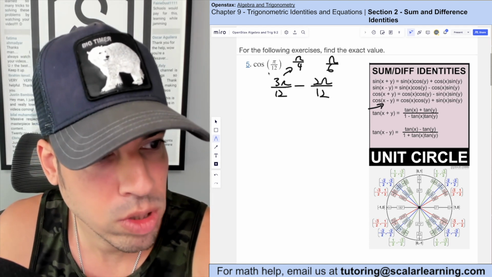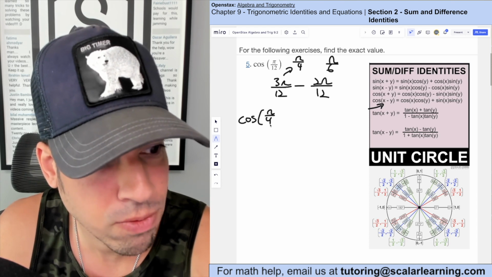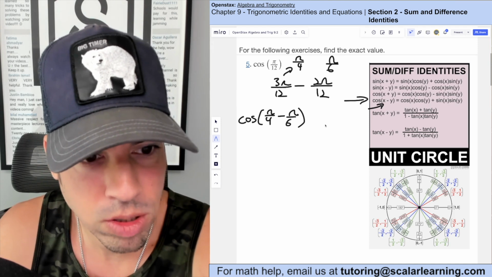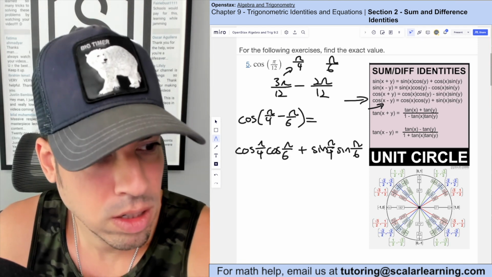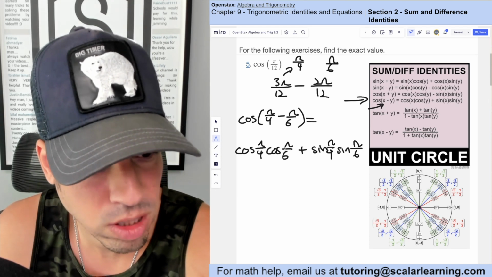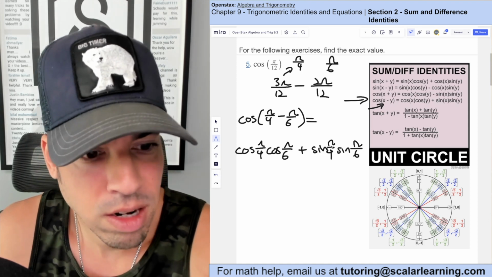I'm going to make cosine of pi 12ths the same as cosine of pi 4ths minus pi 6ths. And now we can use this formula. So let's do that. You can see what I've done: this is x, this is y, just like in the formula, cosine of pi 4ths, cosine of pi 6 plus, right? It's flipped when that's minus, this is plus, sine of pi 4ths, sine of pi 6.